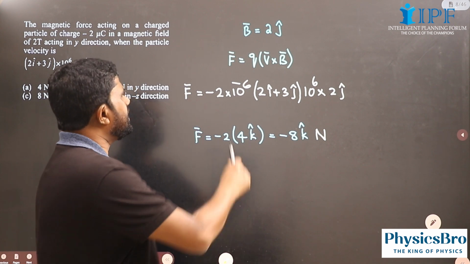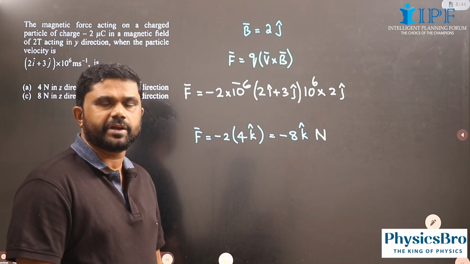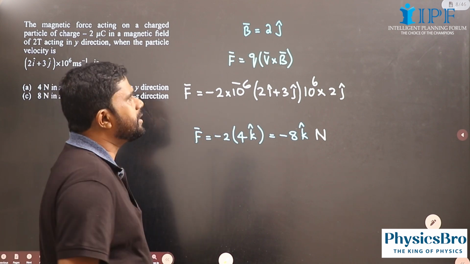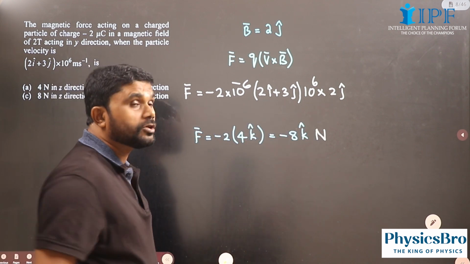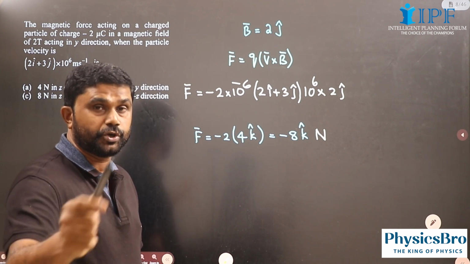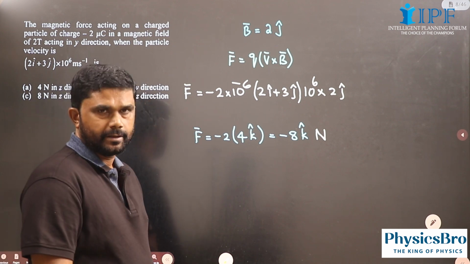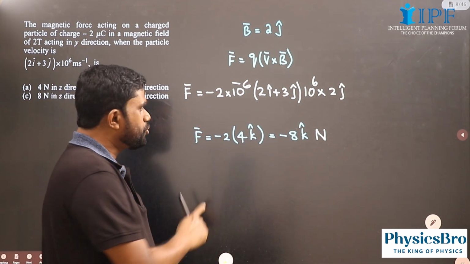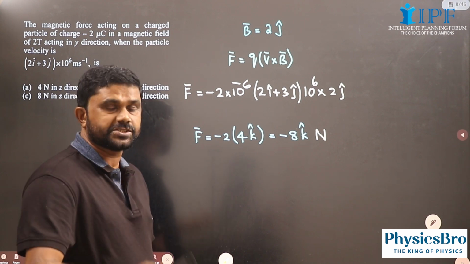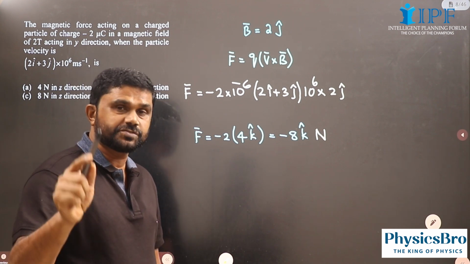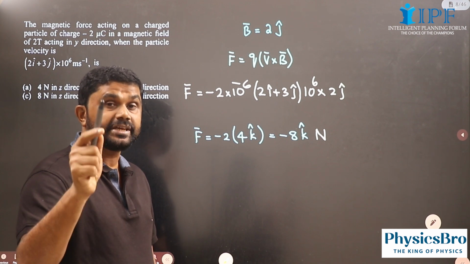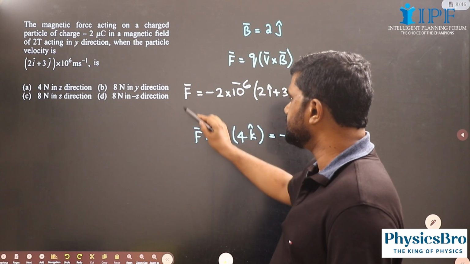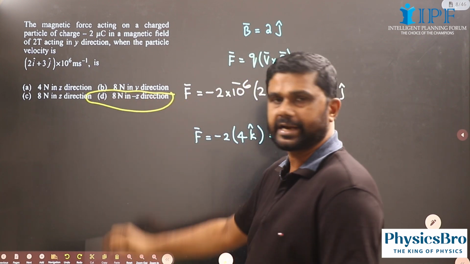Now this 10 raised to minus 6 and 10 raised to plus 6 will be 1. 10 raised to 0 means it is 1. Then we have minus 2 here. Then 2 i cap cross 2 j cap. i cross j is k. So 2 into 2, that will be 4k. Then 3j cross 2j will be 0. So we will have only 4k. So minus 2 into 4k cap means minus 8k cap. So the force will be of magnitude 8 Newton along negative z direction. This must be the correct option.